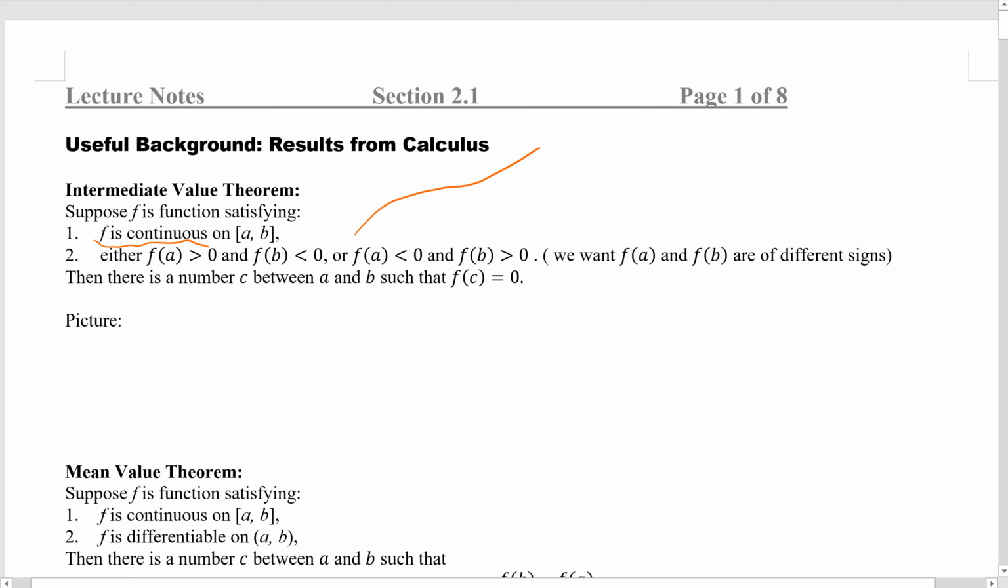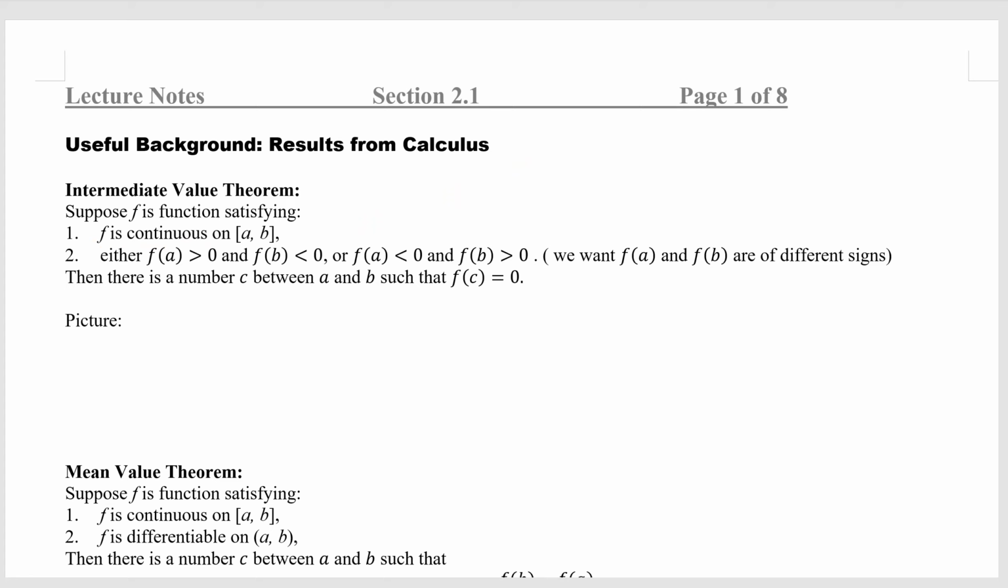Continuous means you can draw the curve without lifting your pencil from the paper, right? The formal definition: f is continuous at a point a if f is defined at the point a and the limit at the point a exists. It means the left side limit and the right side limit agree, okay? And then the function value must equal the limit at that point. Then f is continuous. Okay, so we have f is continuous on the interval [a, b].